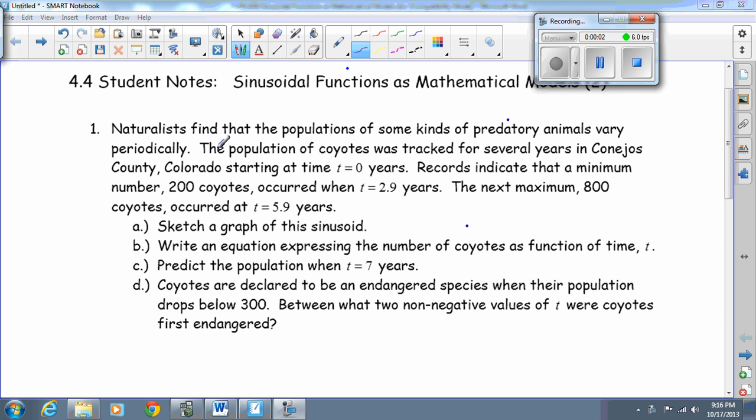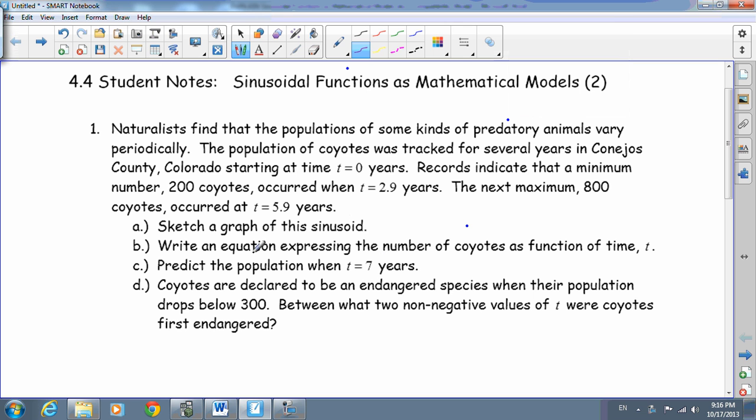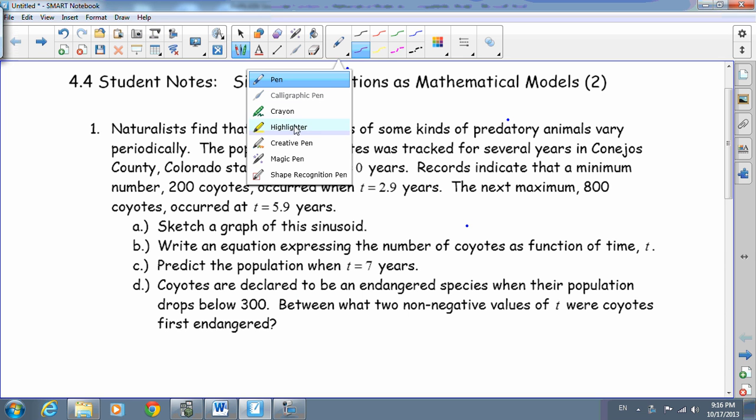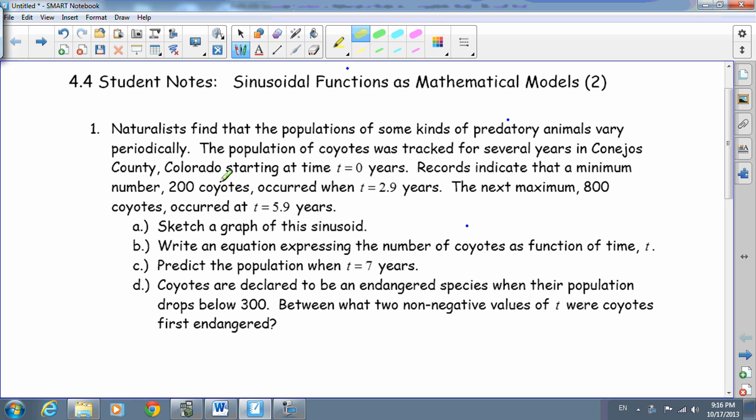Our 4.4 notes are over sinusoidal functions and mathematical models. Once again, this is the second portion of the one we did yesterday. What I want you to do is read over this and highlight everything that is important, such as the time at t equals 0, that's our starting time. We indicate that the maximum number is 200 coyotes, and it occurs also at t equals 2.9 years.